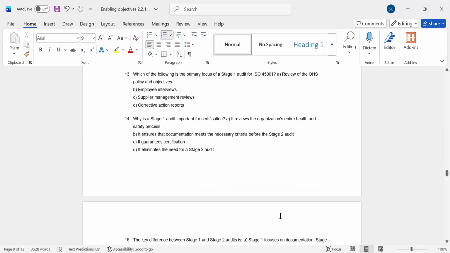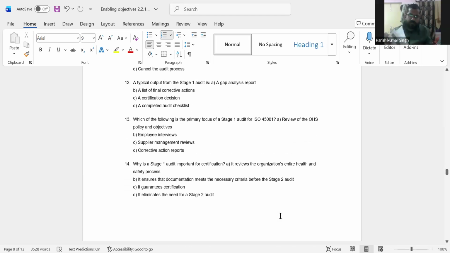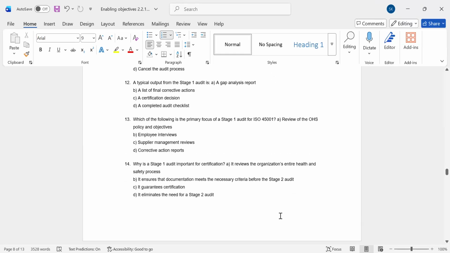12th one, sir. A typical output from the stage 1 audit is: A. A gap analysis report. B. A list of final corrective actions. C. A certification decision. D. A completed audit checklist. So it is a gap analysis, sir. Yes, correct. It's A. Good. 13th one, Srikanth.